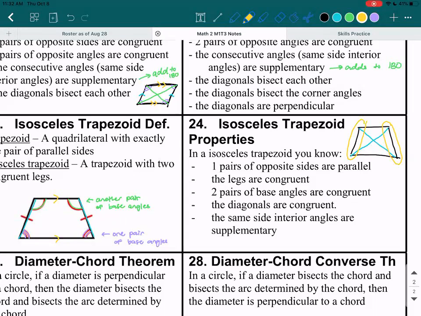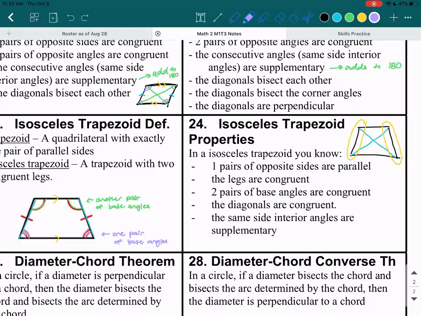You cannot pick like these. These are not same side. Literally one is on the left, one is on the right. So this is not what we're looking for. So it's specifically the same side interior angles are supplementary.